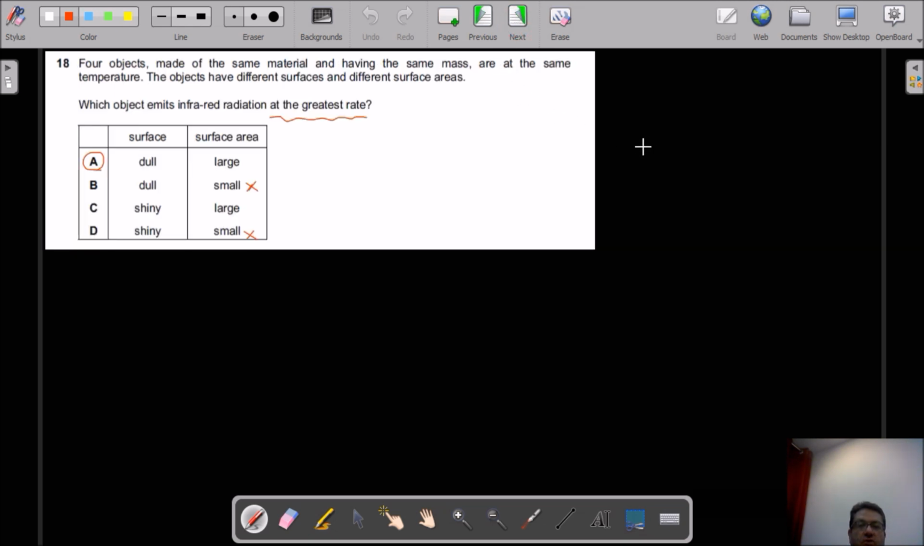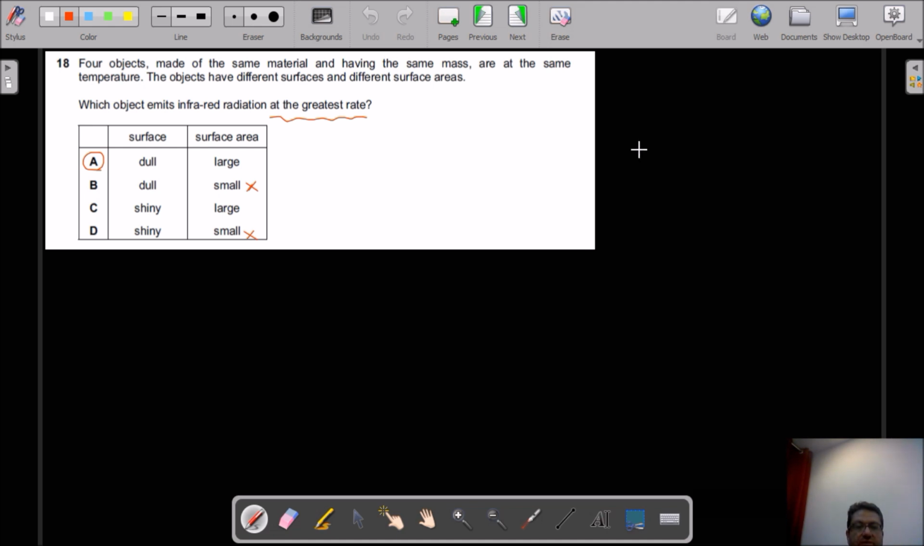Question 18. Four objects made of the same material and having the same mass are at the same temperature. The objects have different surface areas. Which object emits infrared radiation at the greatest rate? So it is at the greatest rate.